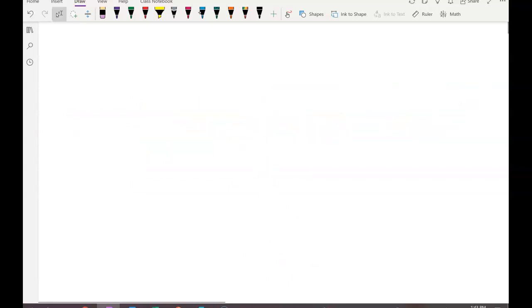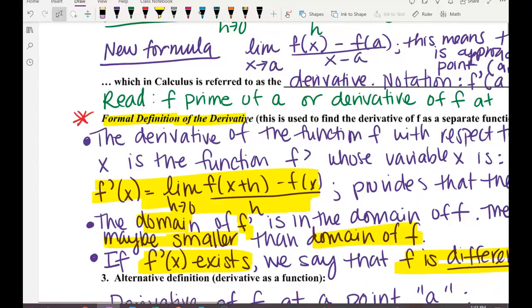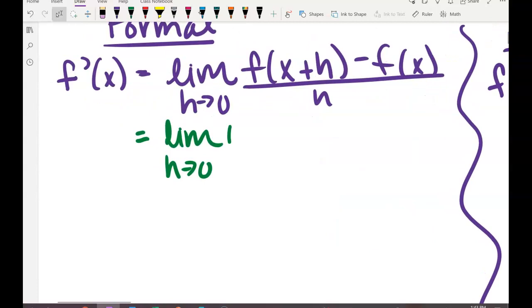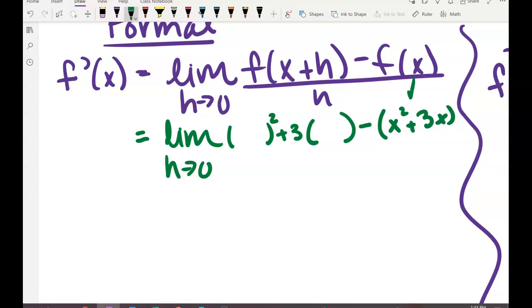Every time I pinch it in, it does that. So one is going to be something squared, and then plus 3 times something. Now minus f of x, meaning that f of x is given to you already. f of x was given to you as x squared plus 3x. So we want to subtract the entire f of x. So that's x squared plus 3x. That is f of x right there.